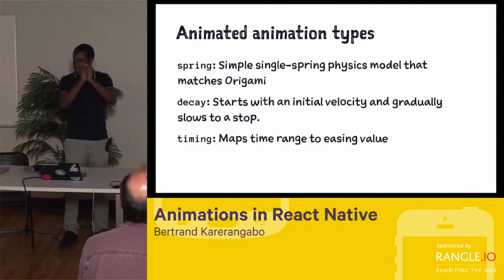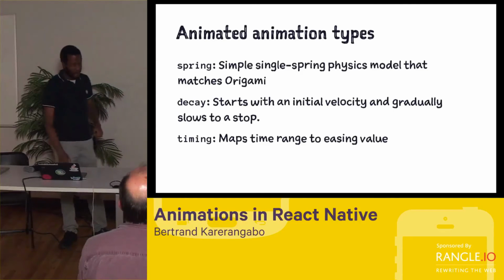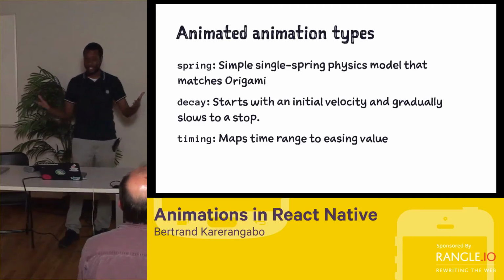In the case of decay, you give it the velocity that's required, and then you can give it a deceleration rate, the rate at which that velocity decays. It has a default of about 0.997, so it decays very slowly. It has a smooth, gradual decay. Timing is a simple map of time ranges to easing values.